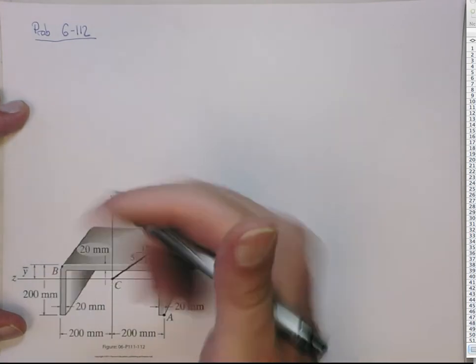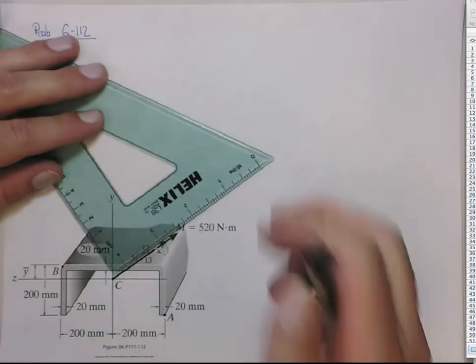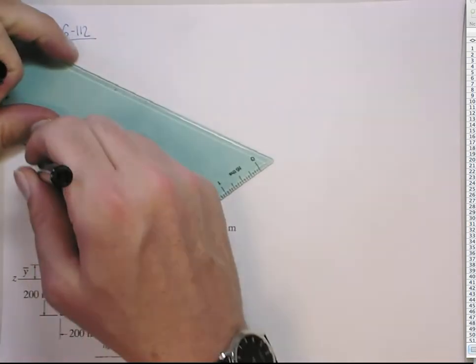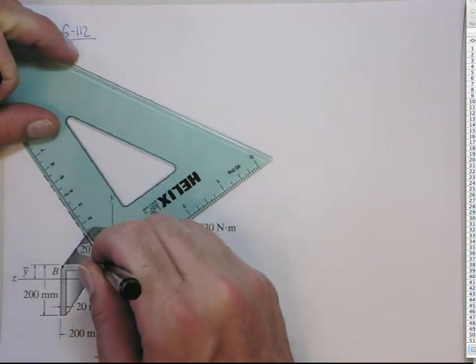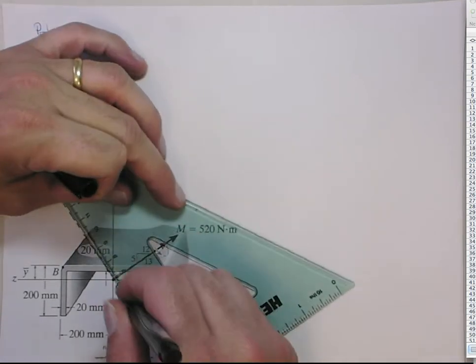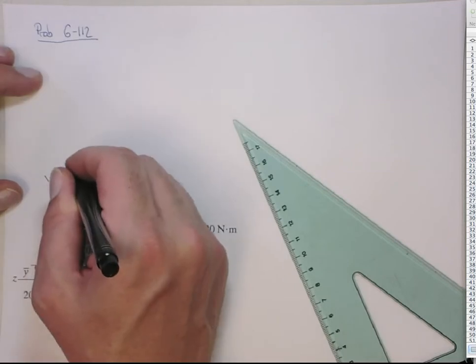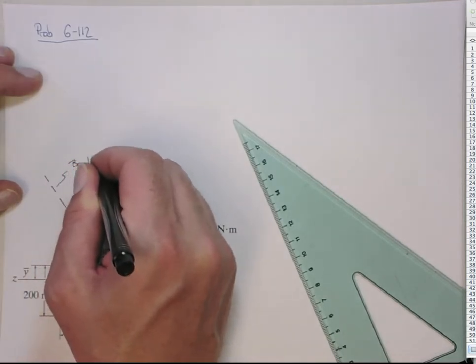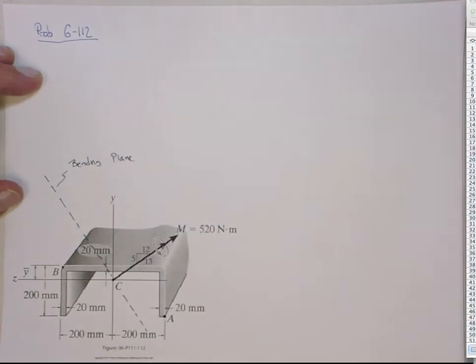Right? So that means that the bending plane is perpendicular to that moment vector. So basically, here is the bending plane. Let's try to draw that a little more neatly. Okay. And they want you to figure out the maximum stress.